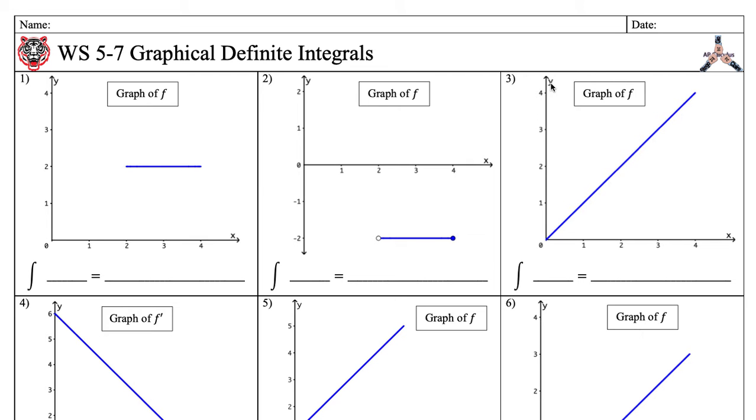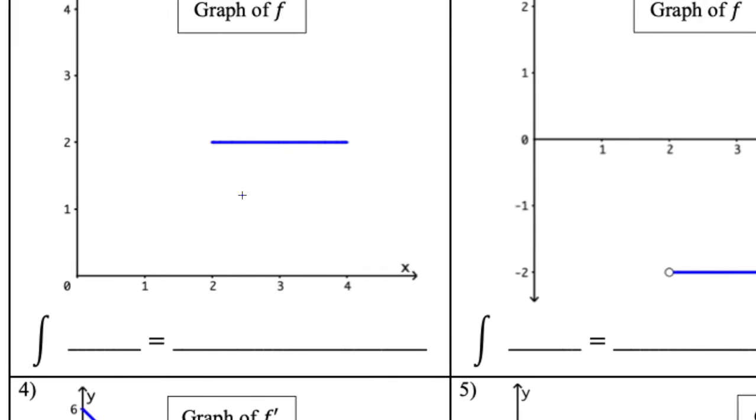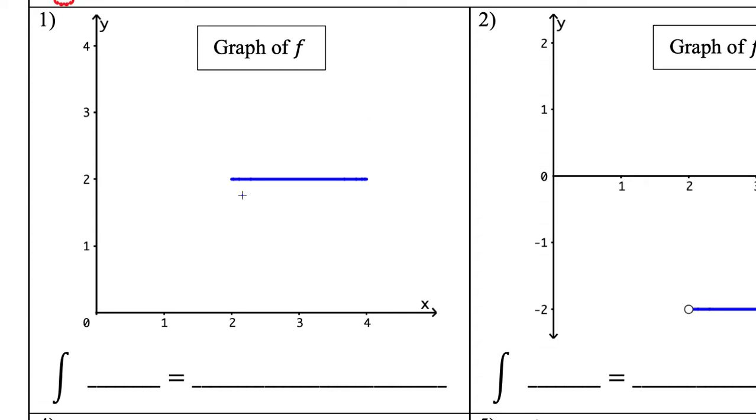All right, so this is AP Calculus. We're on worksheet 5-7. Here are the solutions. These questions need to be written slightly better, but let's say that my graph starts and ends right here. So there's no graph at 1, there's no graph at 5. It strictly is between 2 and 4.